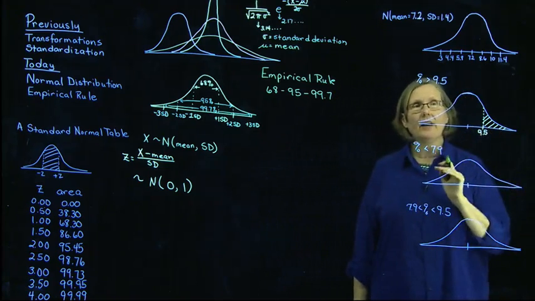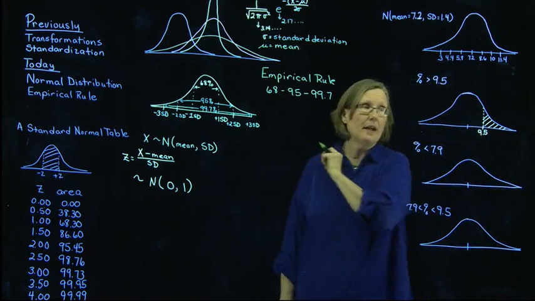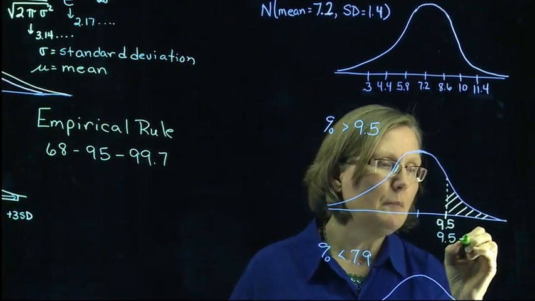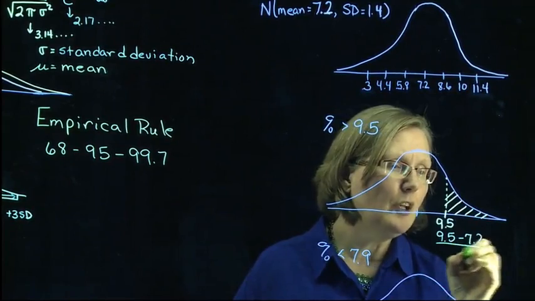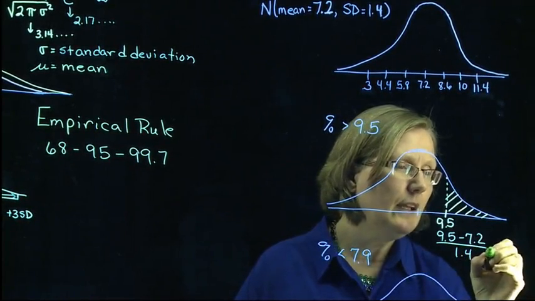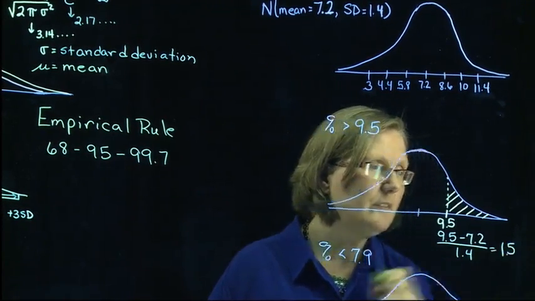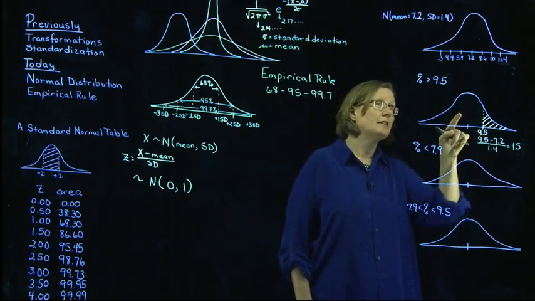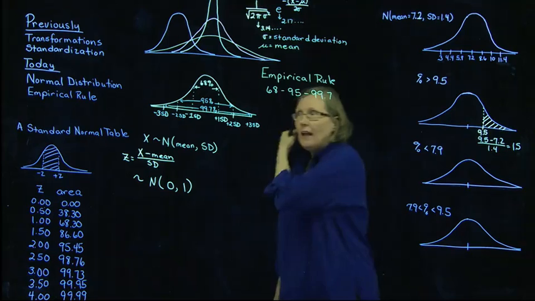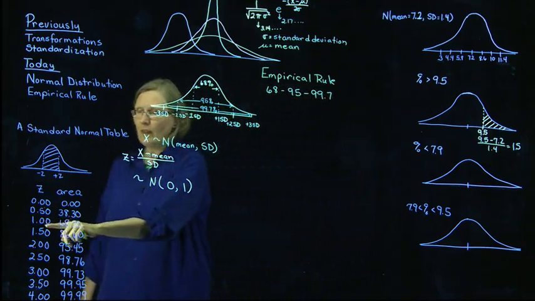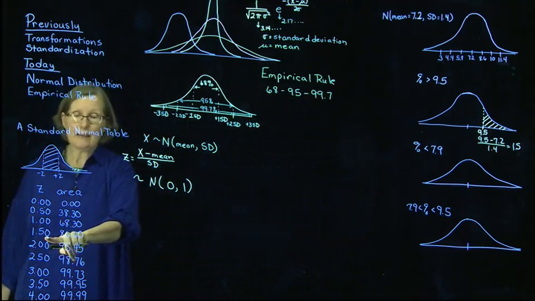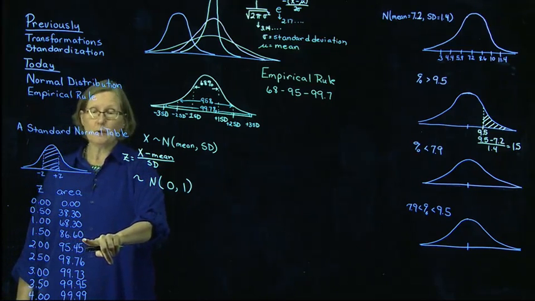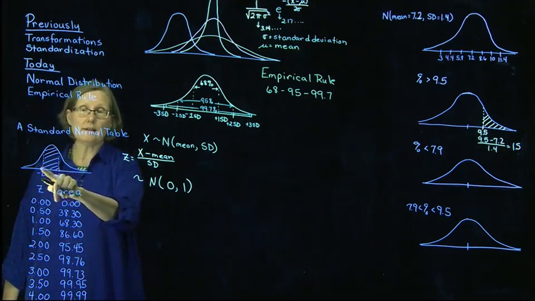To calculate that area, I'm going to use my standardization transformation. Remember, 9.5 minus the mean of 7.2 divided by our standard deviation gives us 1.5. 9.5 is 1.5 standard deviations above its mean. If I use my standard normal table, it gives me for a z-score, which is my standardized score of 1.5, it says 86.6% of the area is between plus and minus z.